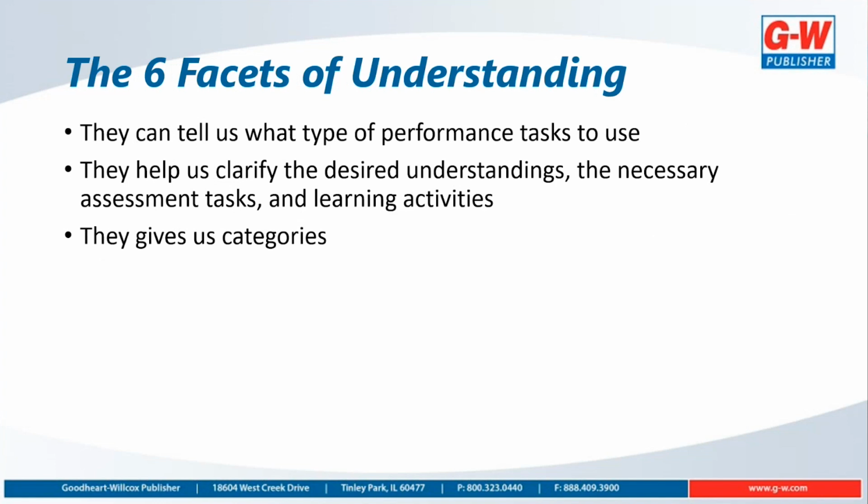And along with that, you have what we call the 6 facets of understanding. A basic requirement of assessing for understanding is that we know how the learners are thinking. How are they getting to where they're going? The 6 facets of understanding can tell us what type of performance tasks would be valid based on the type of evidence we need. So the 6 facets can help us clarify the desired understandings, the necessary assessment tasks, and the learning activities that will most likely advance student understanding. Using these 6 facets of understanding gives us categories that make it easier to recognize if students are actually understanding.